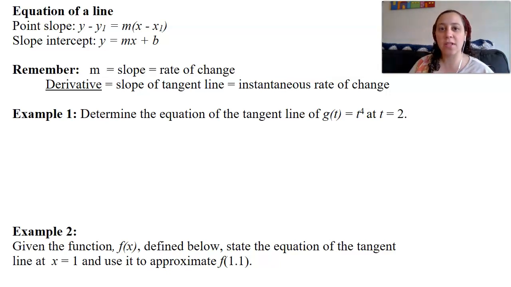Mathematicians, in this video, we're going to look at how to create the equation for a tangent line.